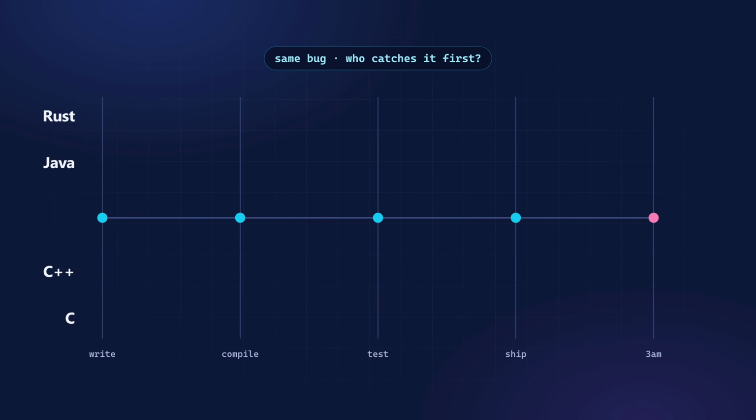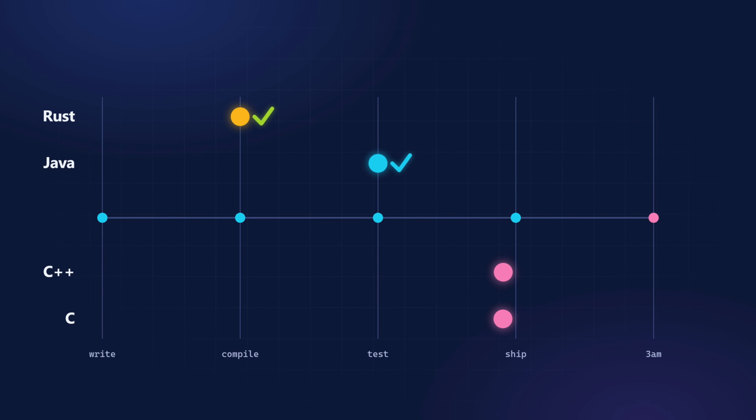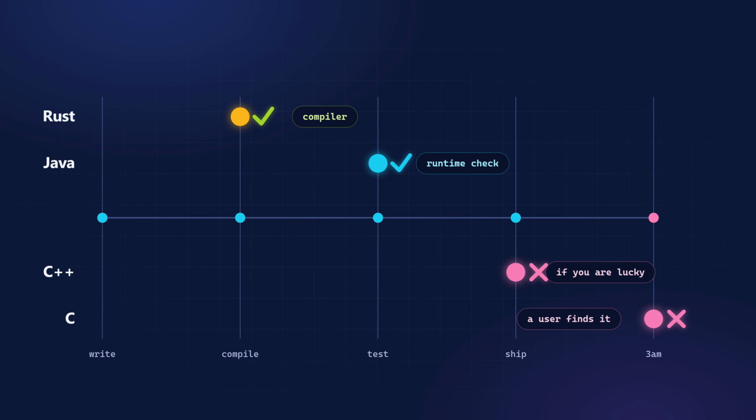4 languages, 1 fatal memory bug. Who catches it first? Rust dies at the compiler. Java survives until your test suite finally catches the error. C++ might segfault later. C just waits for users to report the bug.